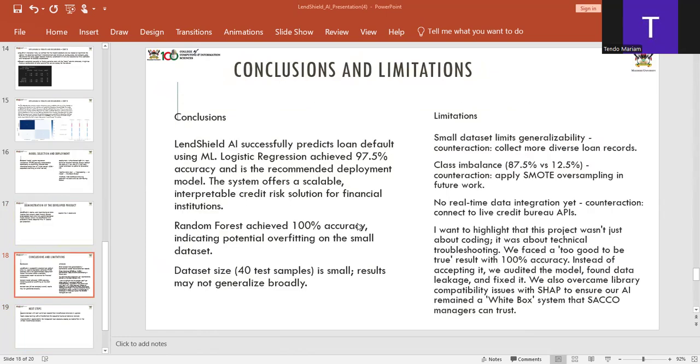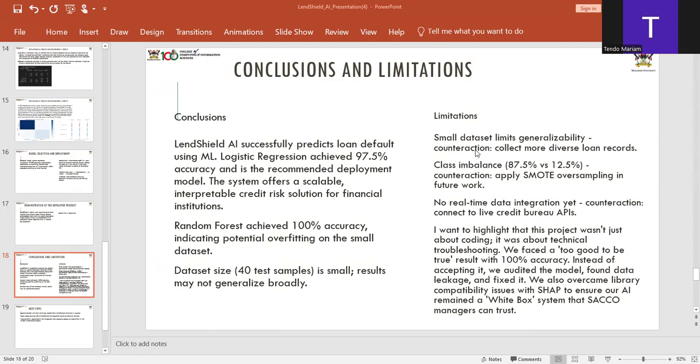In conclusion, Lendshield AI successfully predicts loan default using machine learning. Logistic regression achieved 97.5% accuracy and is the recommended deployment model. Random forest achieved 100% accuracy, indicating potential overfitting on the small dataset, given the fact that I only collected 40 samples, which was small compared to the global data that we have.